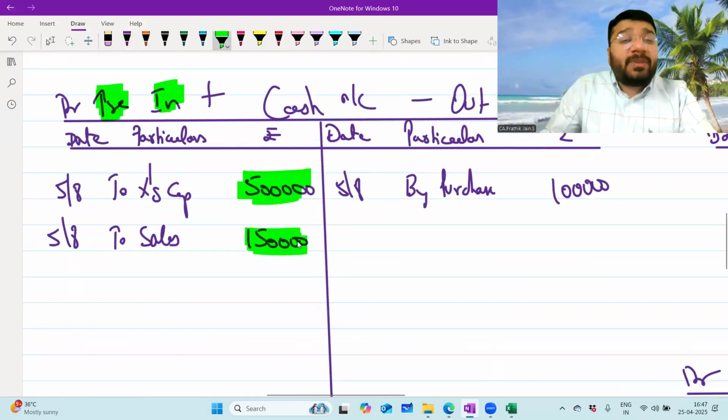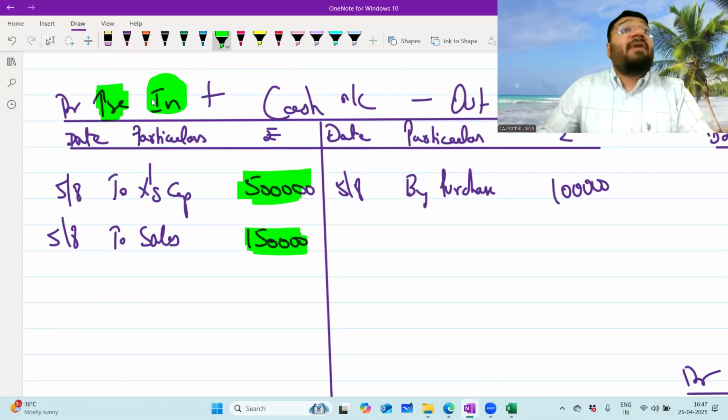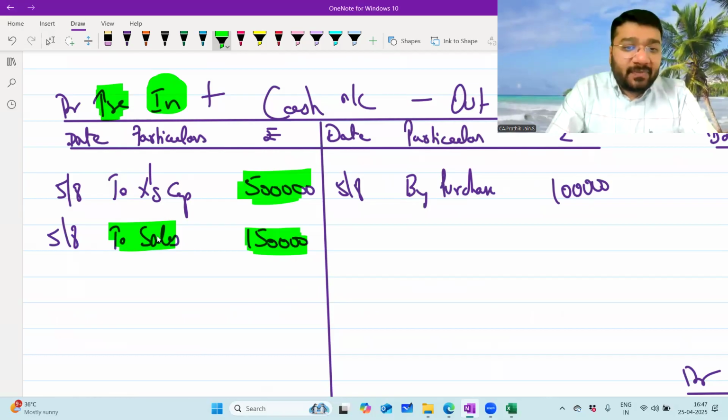So I'm able to understand that. Acha, 1,50,000 rupees money has come inside the business. Debit what comes in. And why has it come inside? Because I did a sale. So I'm able to draw some meaningful information out of this.